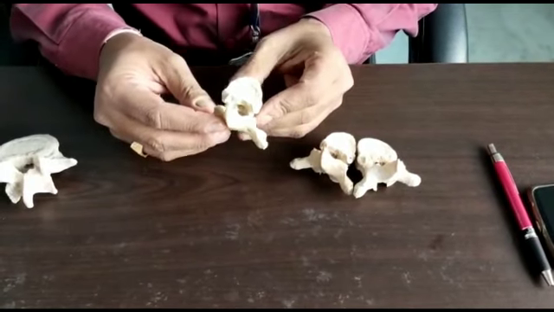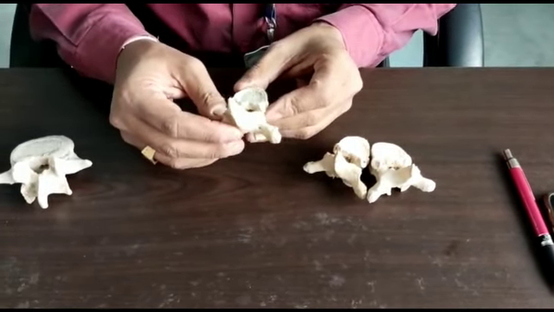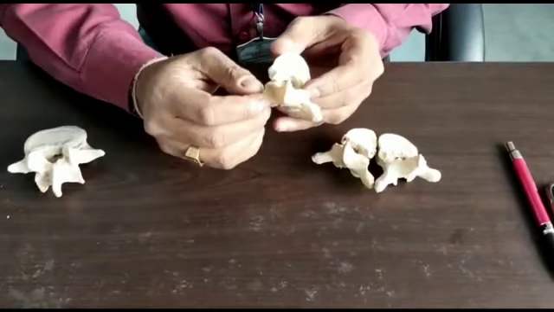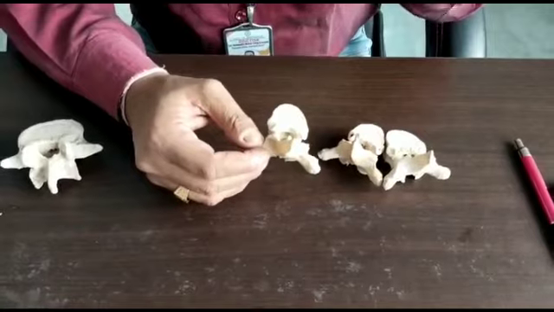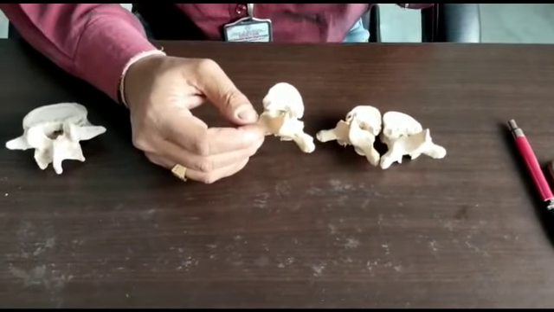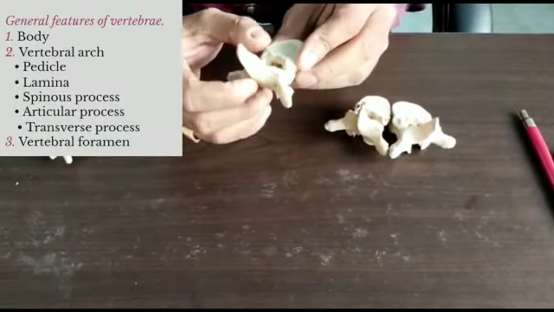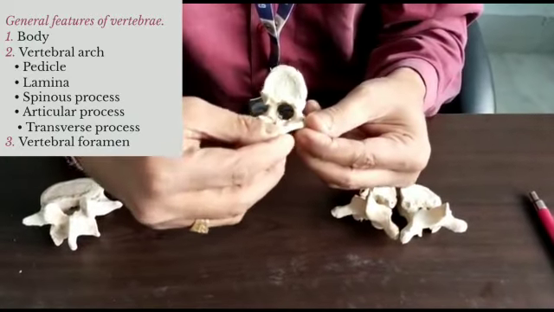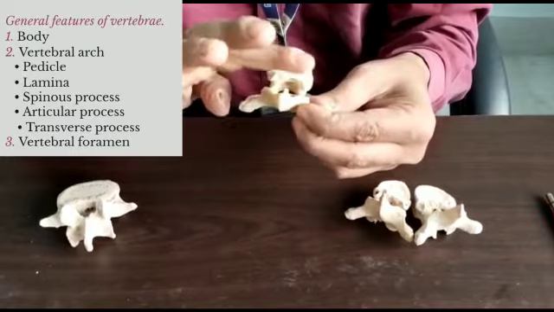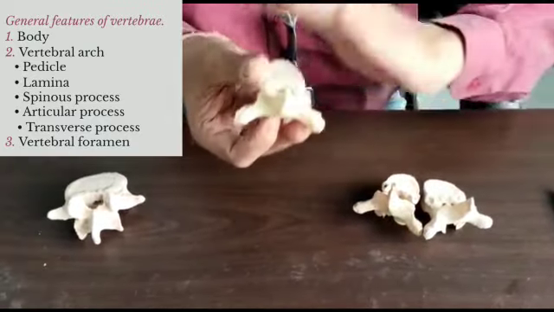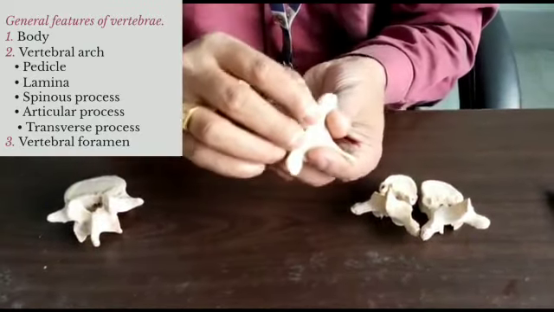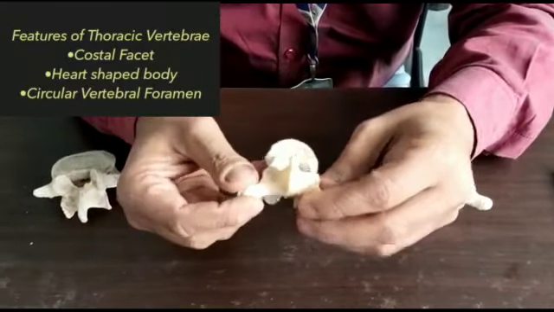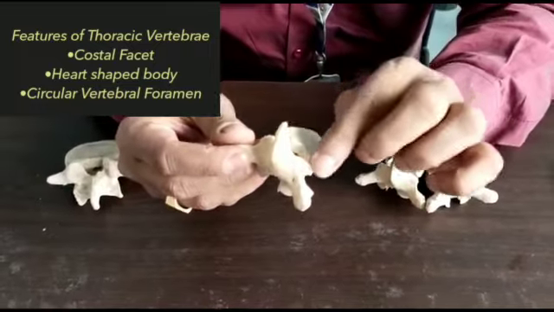Now I want to discuss the thoracic vertebra, the features by which I can identify it. First, the common features of the vertebra must be present, like the body, the vertebral foramen, and the transverse process. This is the spinous process, and this is the superior articular surface. This is the inferior articular surface. The identifying point of the thoracic vertebra is the costal facet present on the body.